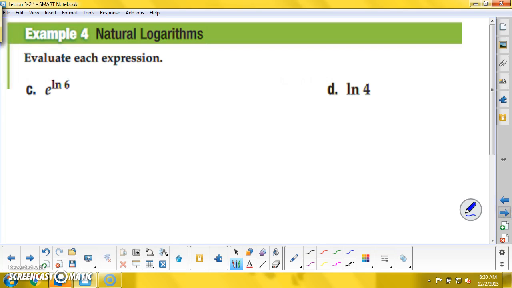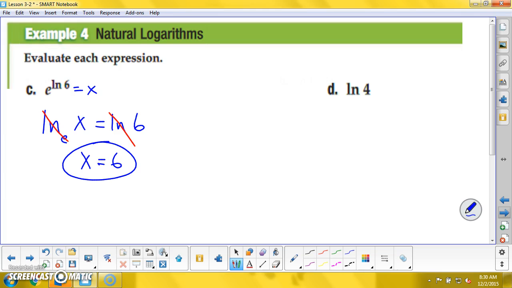Next one is in exponential form. So we've got to change it to log form. We're going to use natural logs. Natural log of x base e has to equal the natural log of 6, and thus we can cancel the natural logs on both sides because they're both base e, and we get x equals 6.